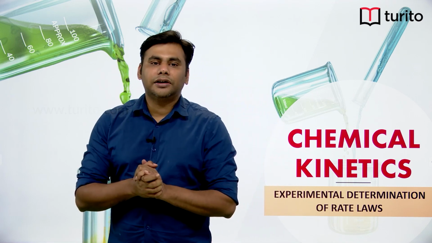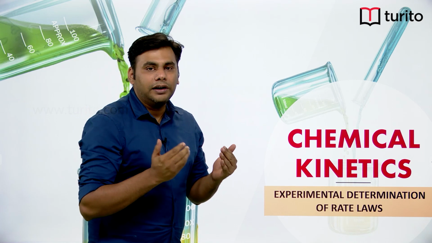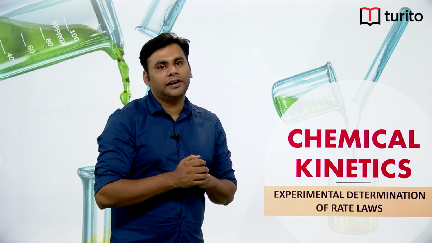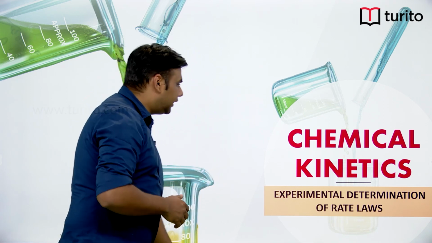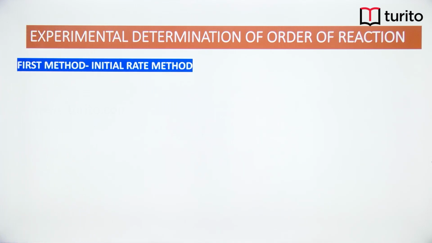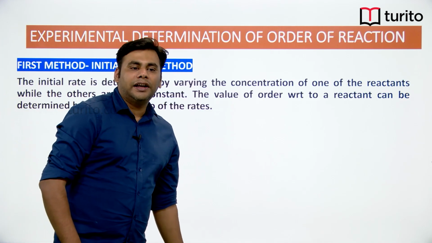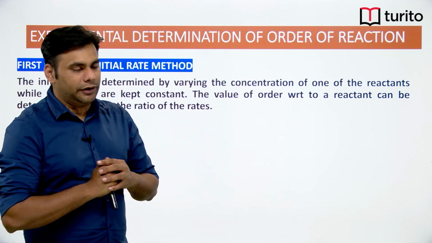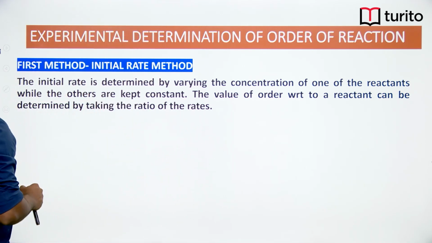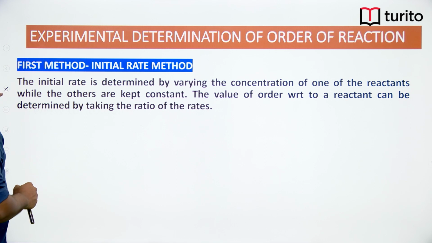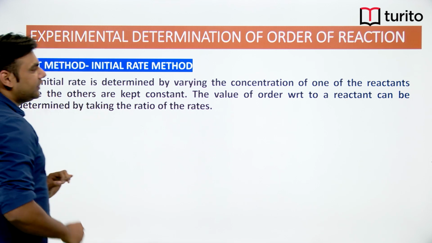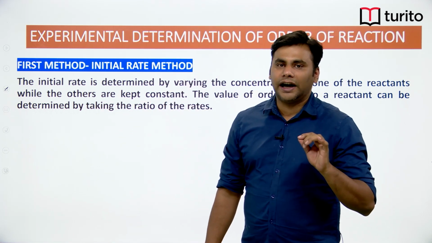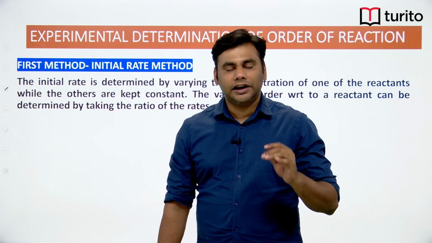In today's lecture we are basically going to focus on how we experimentally determine rate laws. There are some basic methods through which we determine these experimental rate laws. So let's start the lecture. The first method is called the initial rate method. Now what do we understand by the initial rate method? I will show it through some examples, and we are going to solve some good level problems on this as well. In this method we vary the concentration of one of the reactants and keep the other constant.